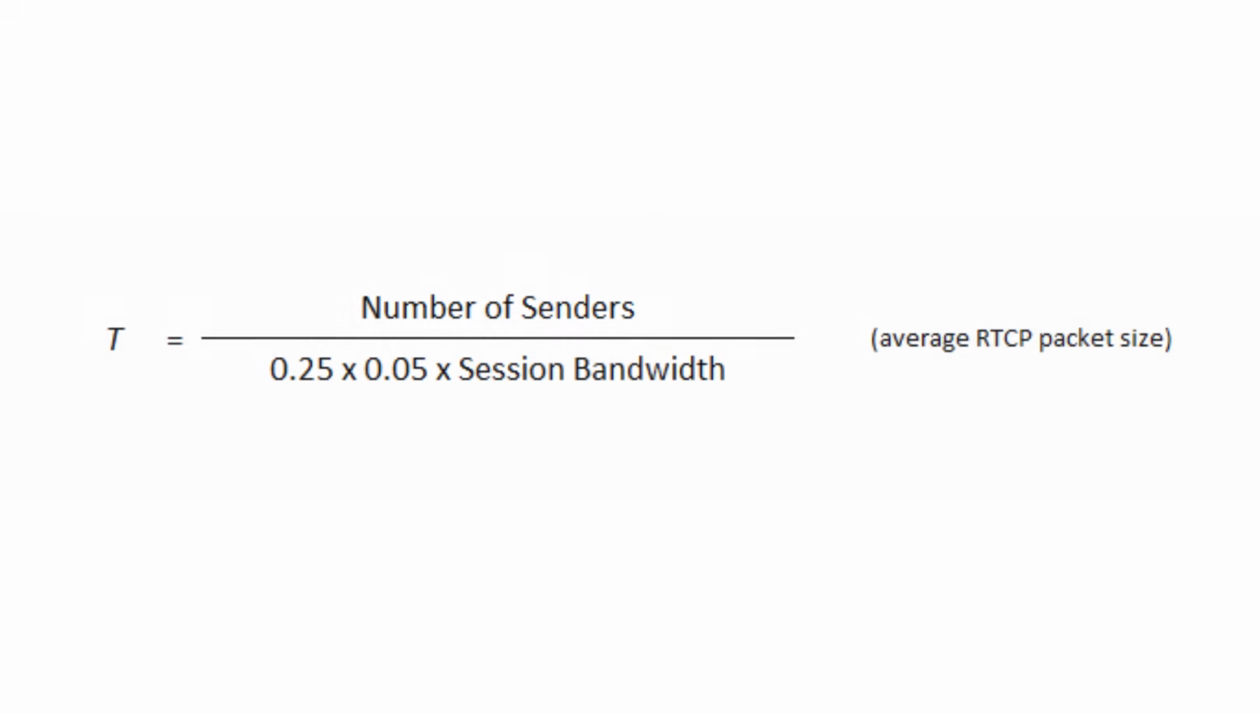A participant, sender or receiver, determines the RTCP packet transmission period by dynamically calculating the average RTCP packet size across the entire session and dividing the average RTCP packet size by its allocated rate. In summary, the period for transmitting RTCP packets for a sender is given by the first formula, and the period for transmitting RTCP packets for a receiver is given by the second.